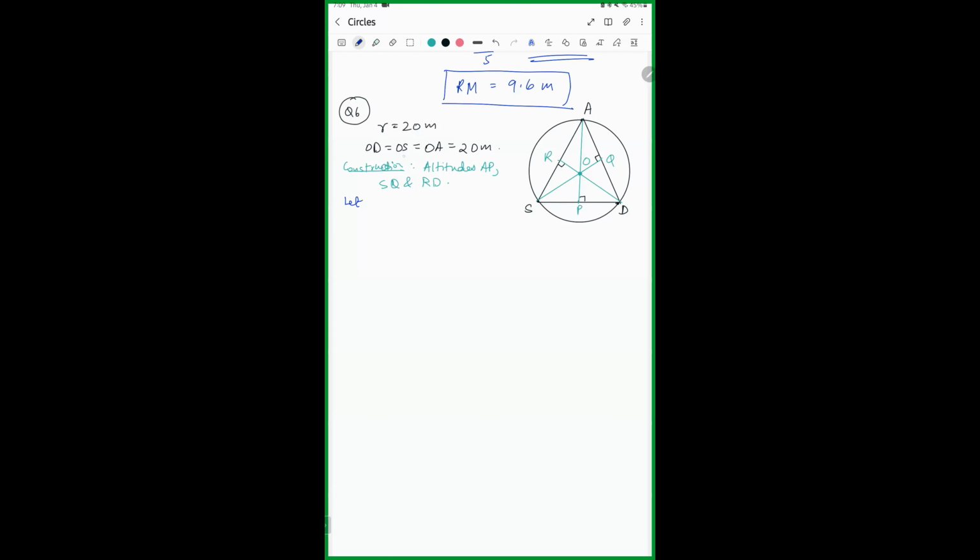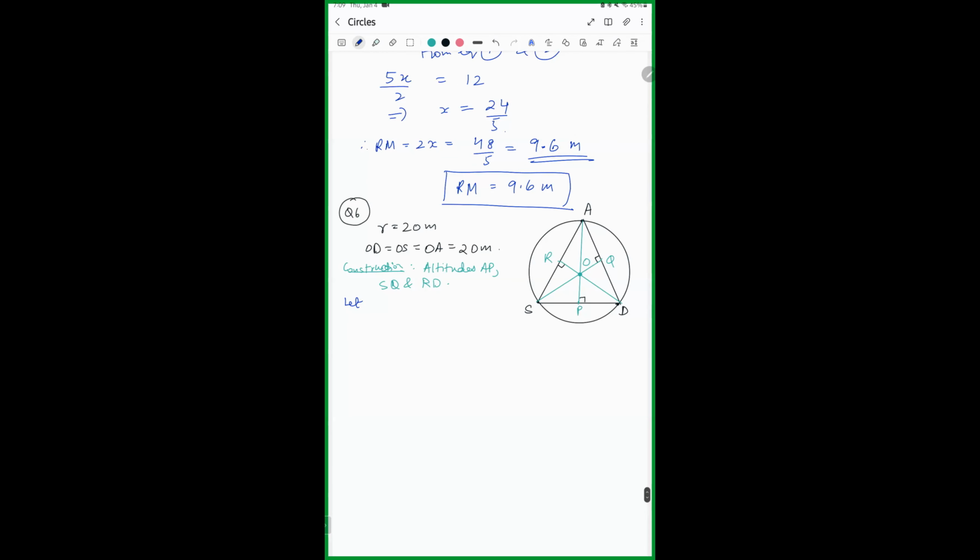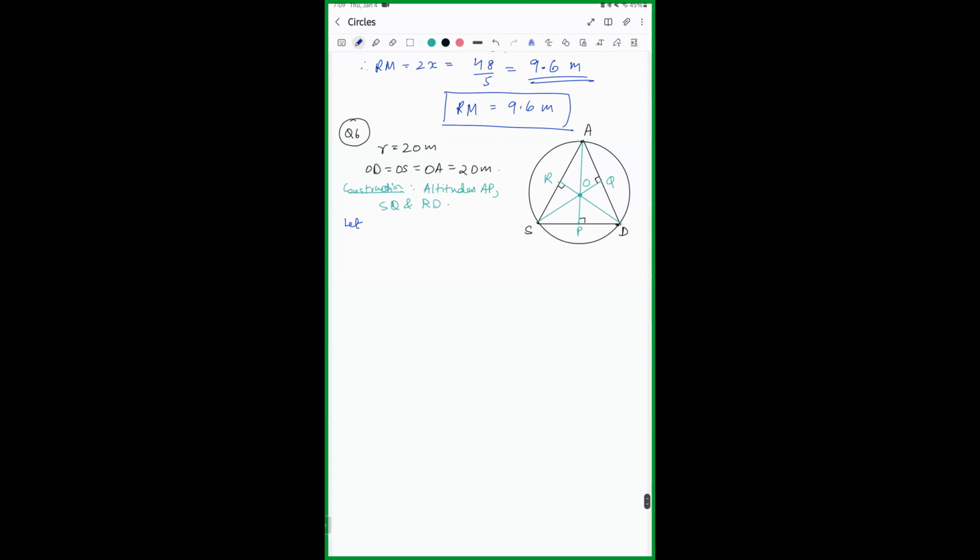What did we need to find? Find the length of the string of each phone. So we need to find the distance between A and S. So we need to find AS, SD, and AD. Let's call each of these X. Let AS is equal to SD is equal to AD is equal to X.